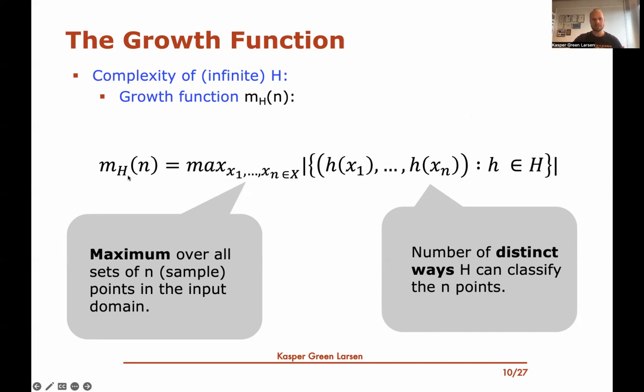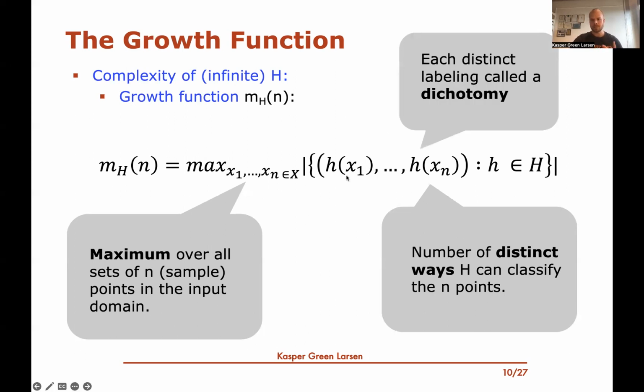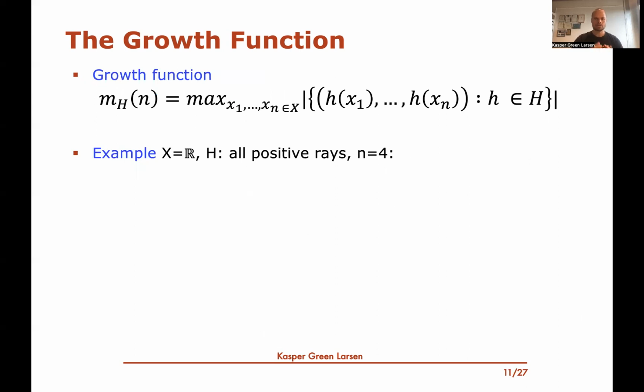Okay, so the growth function of a hypothesis set H for a given input value n is the maximum over all sets of n training points of the number of different hypotheses, or different labelings, that you can generate on these n points using hypotheses from H. So I think we need to see a couple of examples to grasp this definition. And maybe just a terminology thing: any such vector here, which assigns a label to each of the n points from a hypothesis in H, is called a dichotomy. So it's the number of distinct dichotomies we can generate on the kind of worst set of n points.